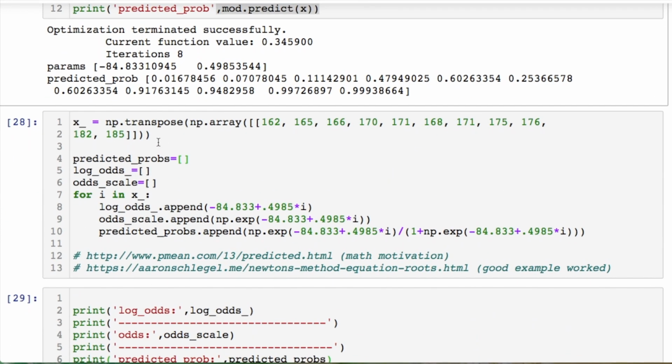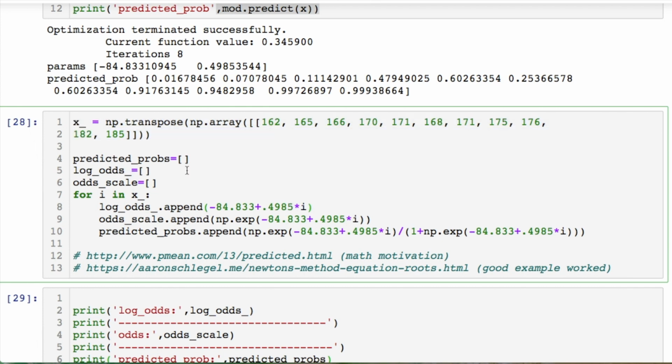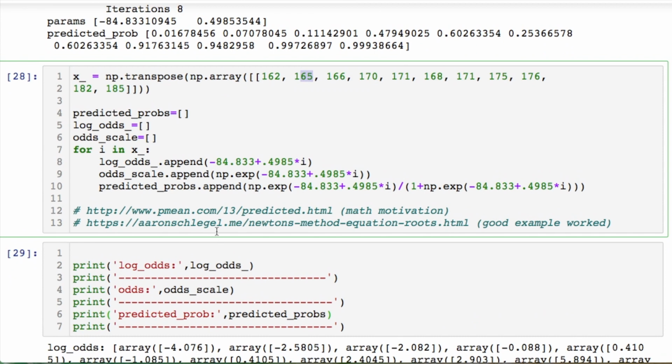So we're going to take our data that we have and we're going to take those parameters we found above, which are here. And I'm going to plug in each one of my points that I iterate through. And I store that as my log odds.